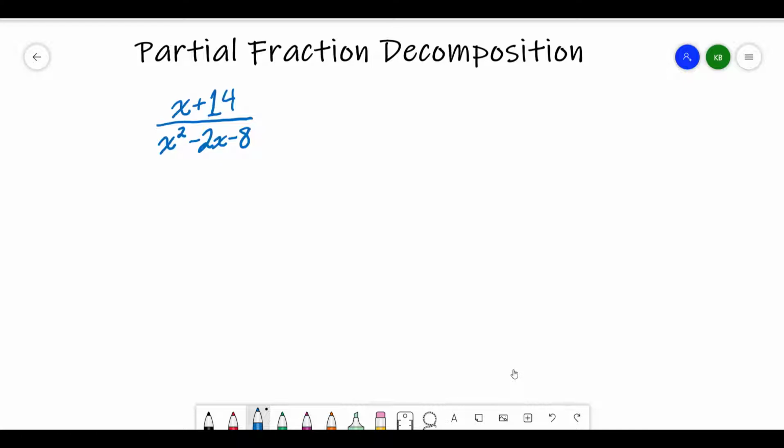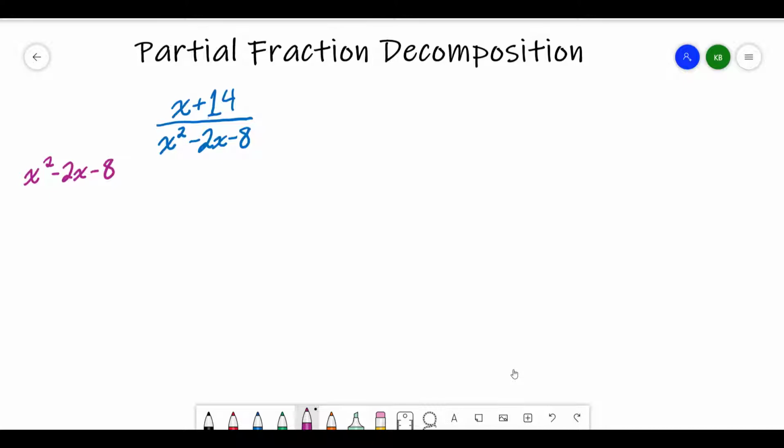So basically, partial fraction decomposition is the opposite of finding a common denominator and combining fractions. So we want to be able to pull apart fractions. What we want to do is see if our denominator can actually be factored to begin with. So off to the side here, I'm going to look at x squared minus 2x minus 8, and I'm going to decide if I can factor it.